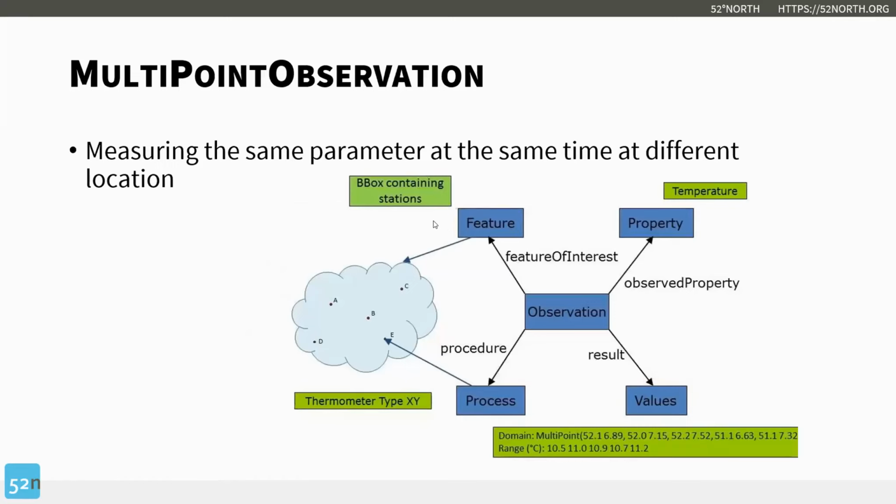Multi-point observation could be, for example, if you have a weather station network and you would like to measure the temperature at all the stations of your network at the same time. For example, you have a weather station network across Germany and you would like to have the temperature measured today at 12 o'clock. Then you would have one single timestamp, however multiple values bound to different locations. So that's the so-called multi-point observation, which Inspire defines here.